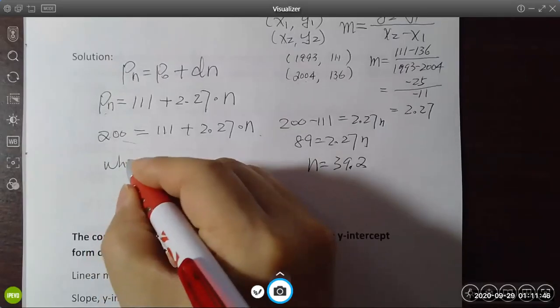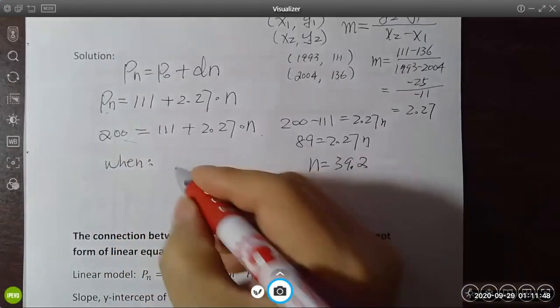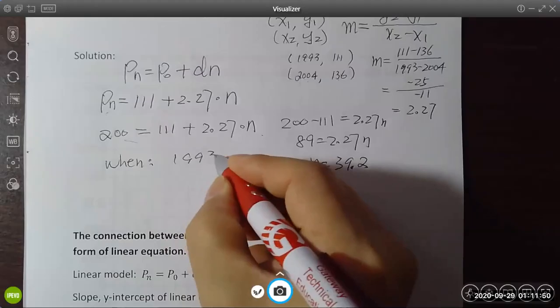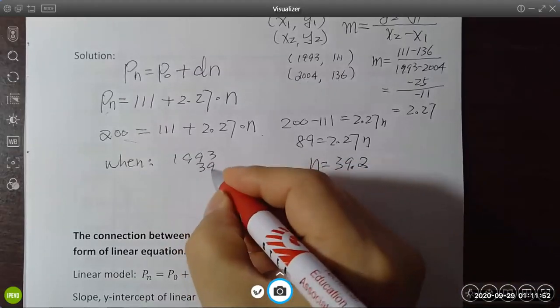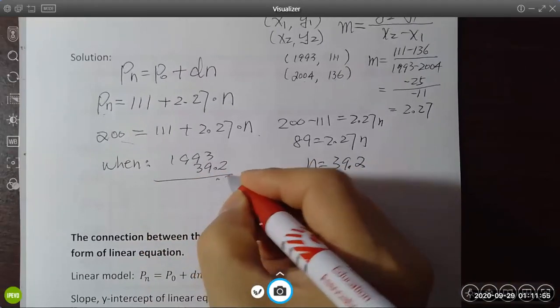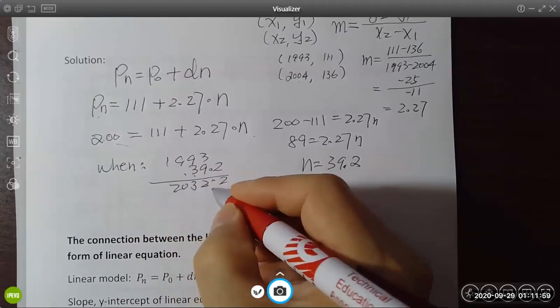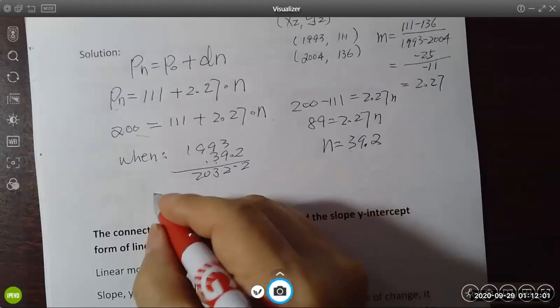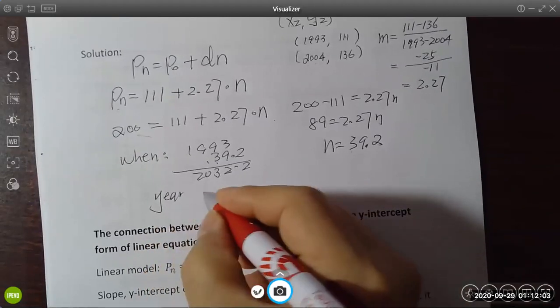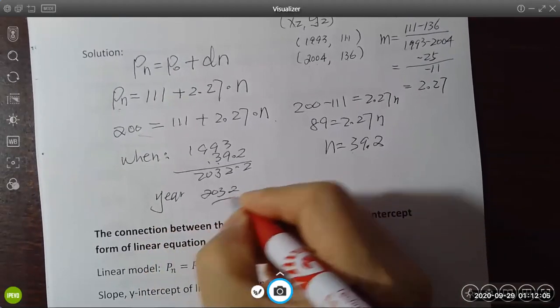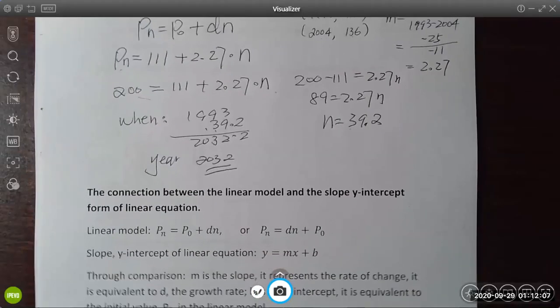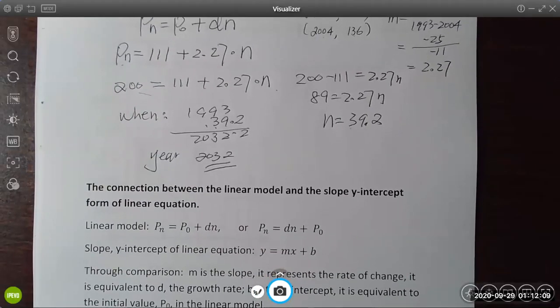This gives us 1993 plus 39.2, about 2032. In year 2032, it will reach 200 billion gallons.